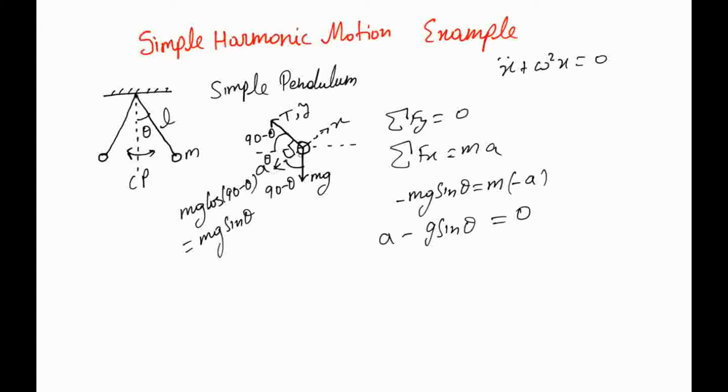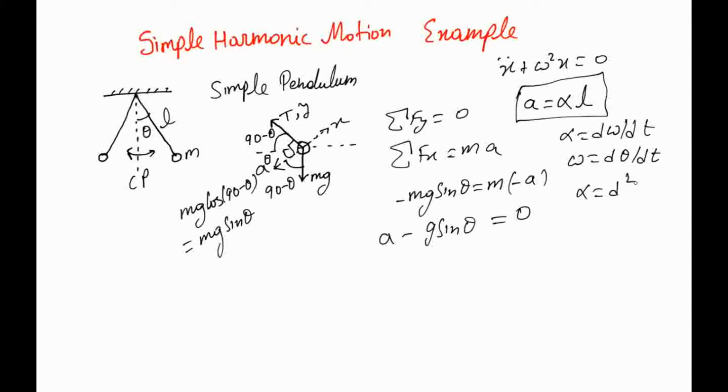Okay, what is a, by the way? Now a is going this side. a is the acceleration, and we know a is connected with angular acceleration as alpha times L, where alpha is the angular acceleration, because that is how the linear and the angular acceleration are connected. Also we know that alpha is d omega over dt, and omega is d theta over dt. So here you can write alpha as d squared theta over dt squared. Well, by x double dot we meant d squared x over dt squared.